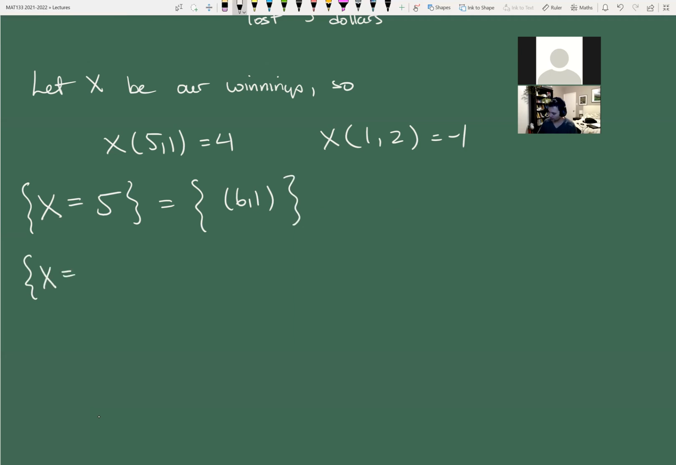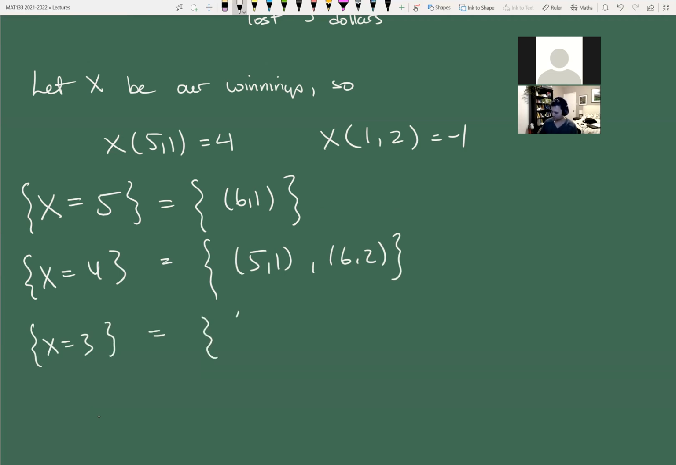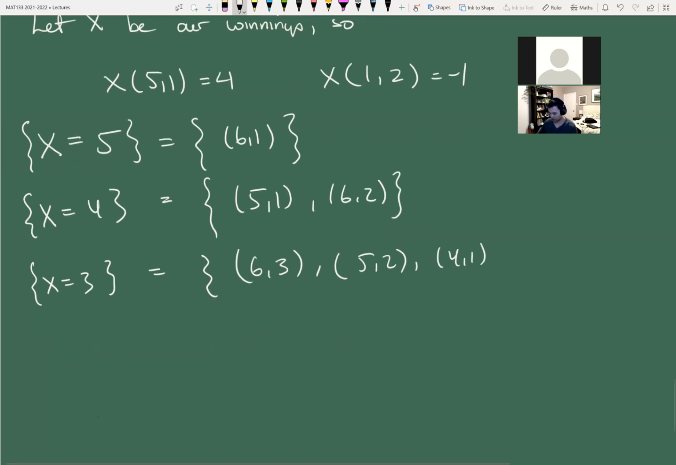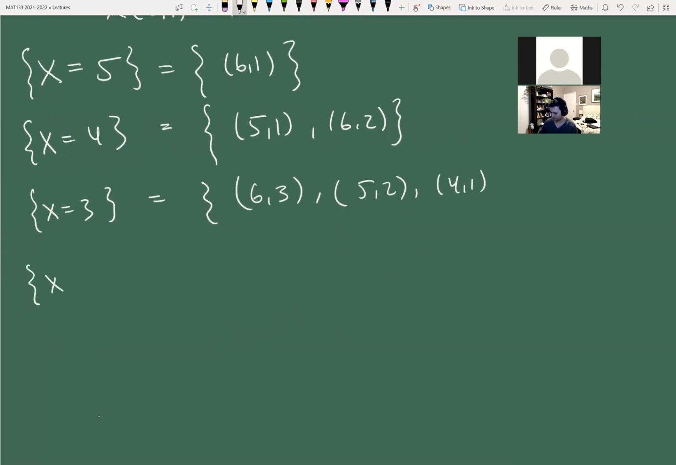Okay, what are the X equals 4 rolls? 5,1, and 6,2. Everyone is agreeing, hopefully. Okay, X equals 3: 6,3, great. What else? 5,2, and 4,1, good. And you just have to keep going, right? You have to do this for all of them. But what you're probably noticing is you can save yourself a little work if you notice there's a pattern here.